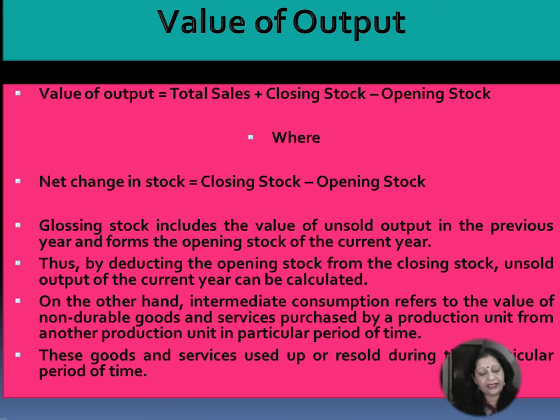On the other hand, intermediate consumption refers to the value of non-durable goods and services purchased by a production unit from another production unit in a particular period of time. These goods and services are used up or resold during the particular year or period of time. That means value of output can be calculated when total sales plus closing stock minus opening stock.